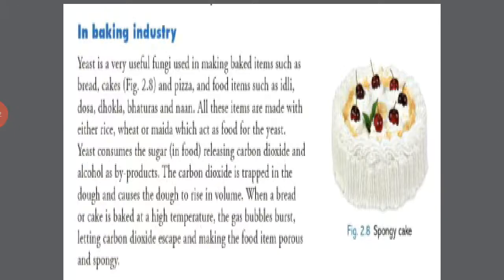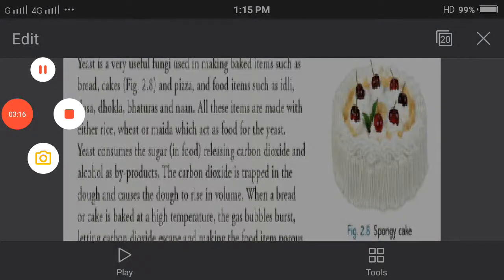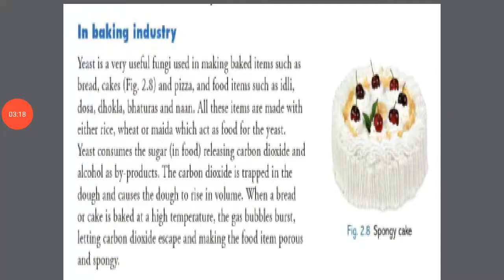In the baking industry, yeast is very useful. Yeast, a fungus, is used to make baked items such as bread, cakes, and pizza, and food items such as idli, dosa, dhokla, bhature, and naan. All these items are made with either rice, wheat, or maida, which acts as the food for the yeast.